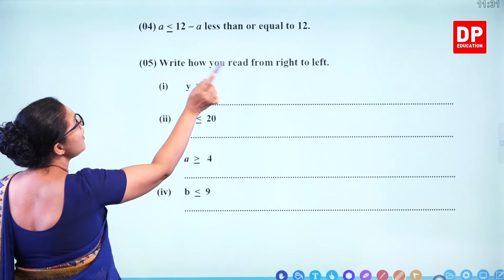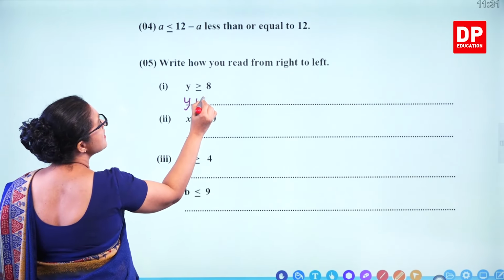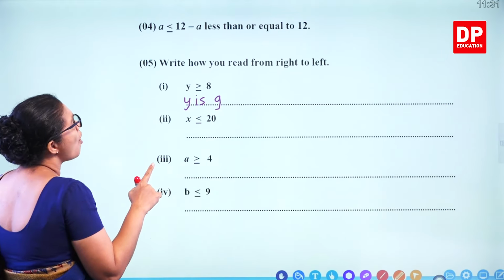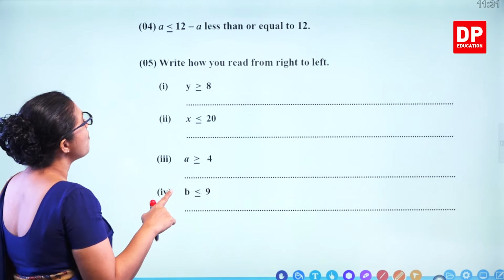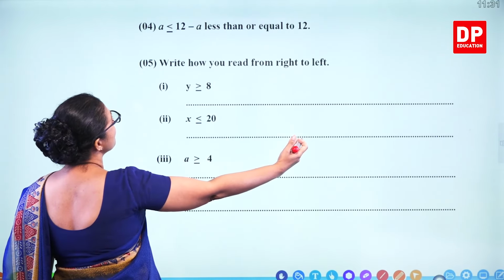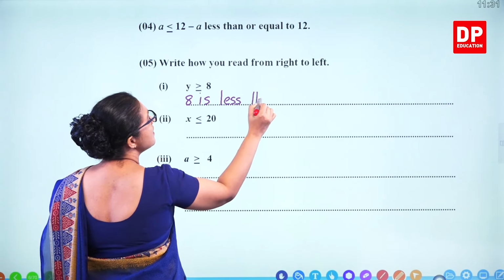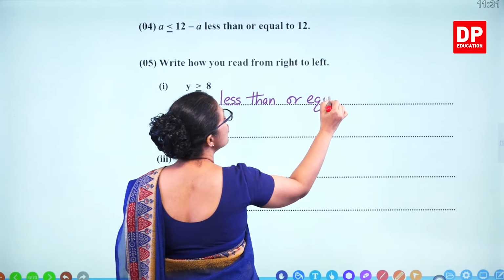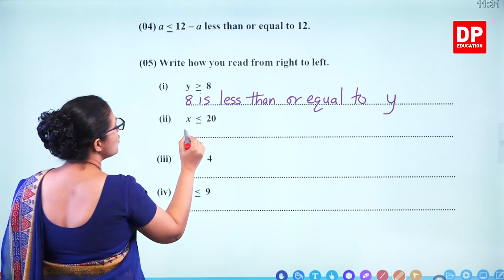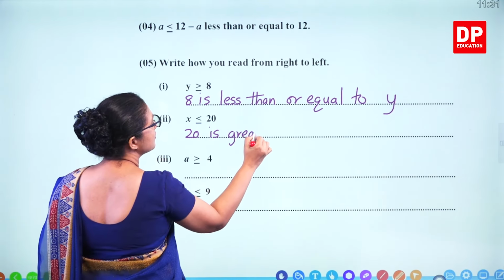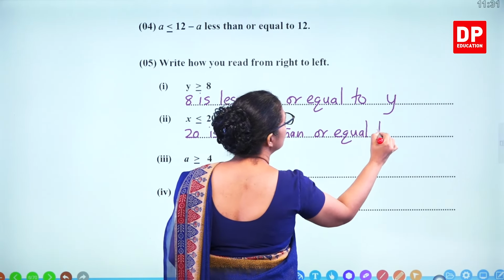Now, how do you read this one? Y is greater than, this is from right to left. So they are asking you to write not from left to right, but how you read from right to left. Here to here, 8 is less than or equal to Y. Right to left, 20 is greater than or equal to X.